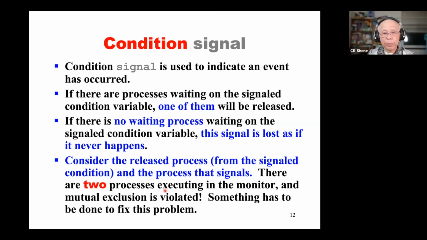Now, we have a problem. A process causes an event to happen. So that process executes a condition signal. And if someone is waiting, of course, the process that executes the condition signal is executing in the monitor, right? Now, if that condition variable has someone waiting, that someone will be released.